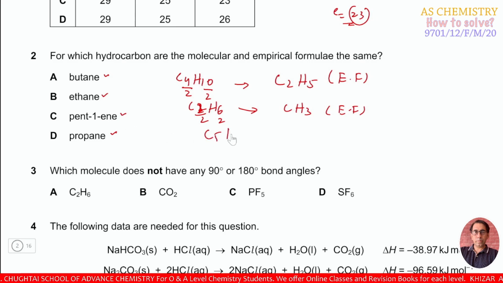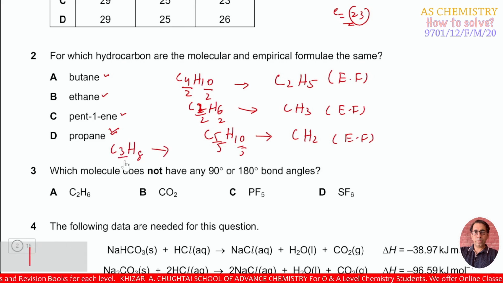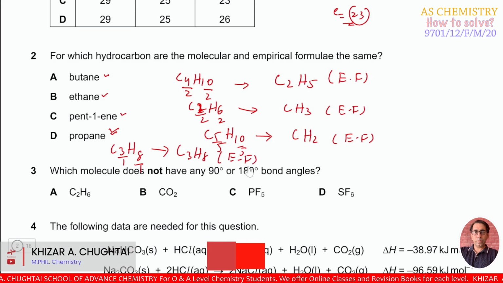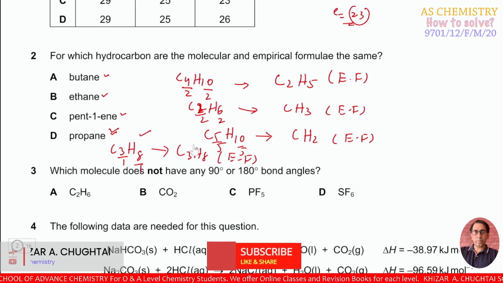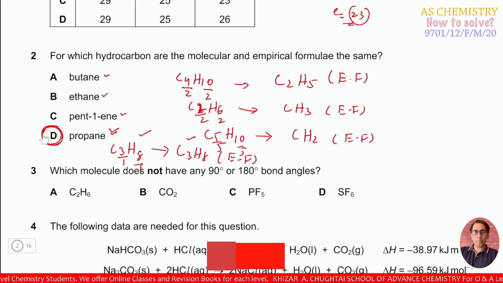Pent-1-ene, 5 carbon, 10 hydrogen. Its empirical formula will be divided by 5. It will be CH2, its empirical formula. Propane, the last one, C3H8, and the common number is only 1, so divided by 1, it is again C3H8, that is its empirical formula. So in this case the molecular formula and empirical formula are both the same. So D is the correct option.